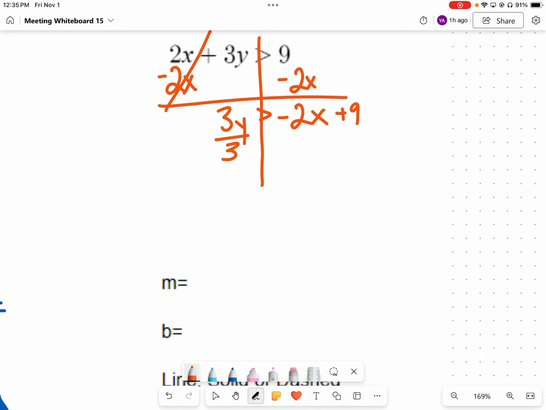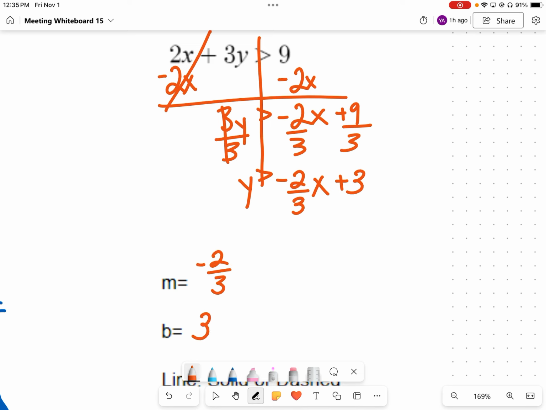Then we divide by 3. Y is, we didn't have to flip the sign because we didn't divide by a negative. It's positive 3 that we're dividing by. So it's going to stay a greater than. Negative 2 over 3x. Leave your slope as a fraction. The number with the x is your slope. But the b is 9 divided by 3. I can divide that. It equals 3. So our m is negative 2 over 3, and our b is 3.